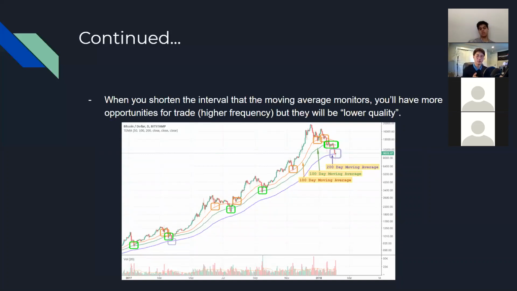meaning you're not really sure whether the price is moving up or down. Here, it's really clear that there's an uptrend, considering that the moving average is consistently moving up. But yeah, just shorten intervals if you want to have more opportunities to enter a position. But if you want higher quality trades, meaning that you're more certain that the moving average intersection is a good entry point, you should lengthen that interval that the moving average is monitoring so that you will have higher quality trades.